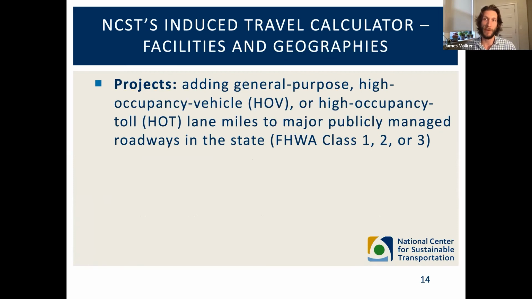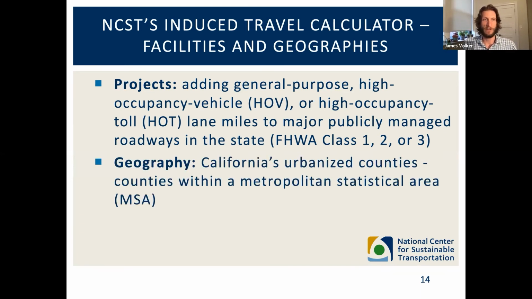The major roadways it applies to are class 1, 2, or 3 facilities. So that's interstate highways, other freeways and expressways, and class 3 facilities are other principal arterials, like Highway 13 in the Bay Area, for example, or Arden Way in Sacramento, or Santa Monica Boulevard in Los Angeles. And in terms of geography, and this is just constrained by the available empirical evidence on induced travel elasticities, our calculator applies to projects within California's urbanized counties. Those are counties within a metropolitan statistical area, and there are 37 of those urbanized counties in the state.